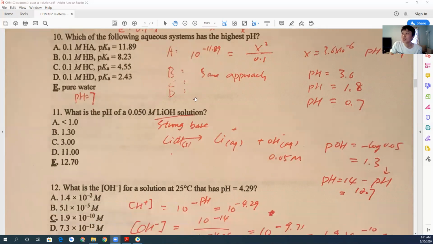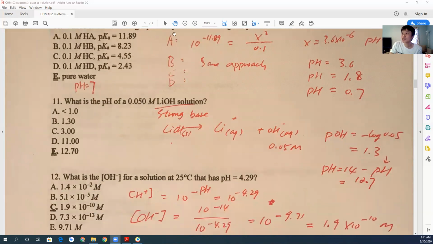If you know the hydroxide concentration, you can calculate pOH. Remember, if you know the proton concentration, you can get the pH. pH is the negative log of the proton concentration. Similarly for pOH, if you know the hydroxide concentration, the pOH is going to be the negative log of the hydroxide concentration.